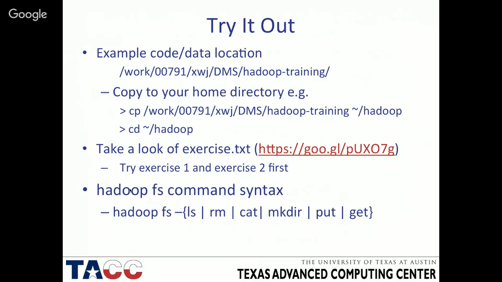So you just do cp. Oh, again, I forgot the -r option you need. cp -r, then the /work path, then to your tilde, which stands for your home directory on the local file system, and hadoop. Once you've done that, you can go to your ~/hadoop, and that's the training code you have. So be sure to do that now, so later you don't have trouble with permissions.